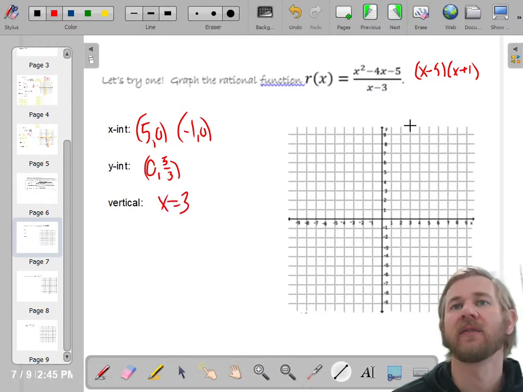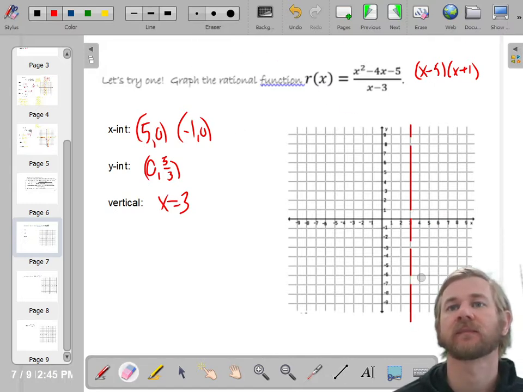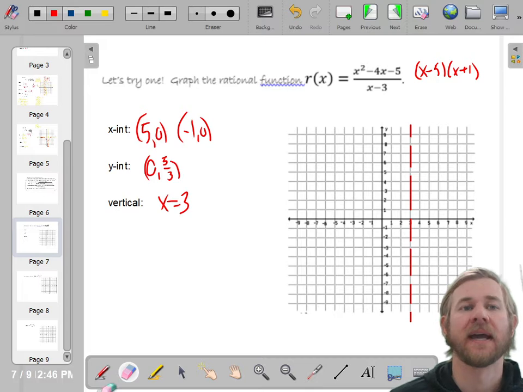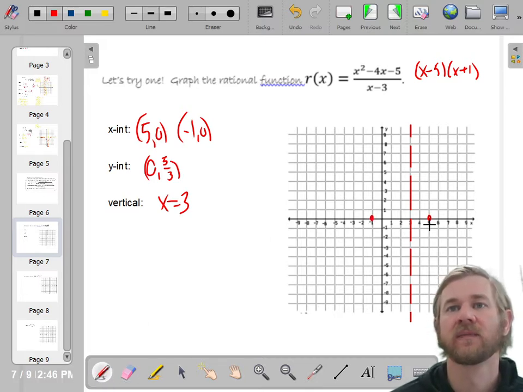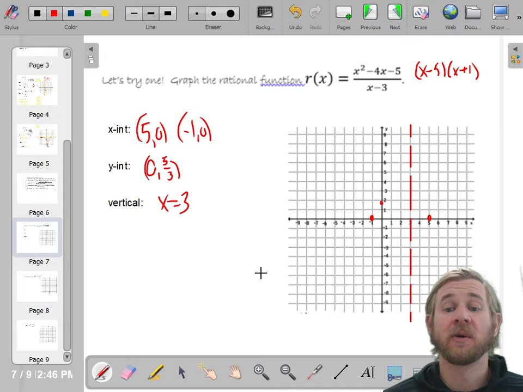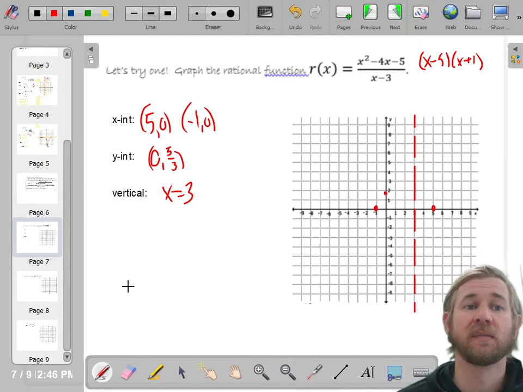So let's draw what we have. 1, 2, 3. There's my vertical asymptote. And my x-intercepts are at (5, 0) and (negative 1, 0). And my y-intercept is at (0, 5/3), so that's right about there. Now what I don't know is the slant asymptote. So the way I'm going to find that is I'm going to use polynomial long division.